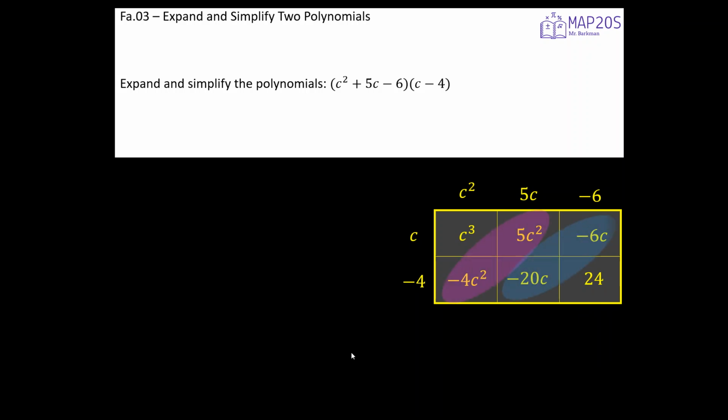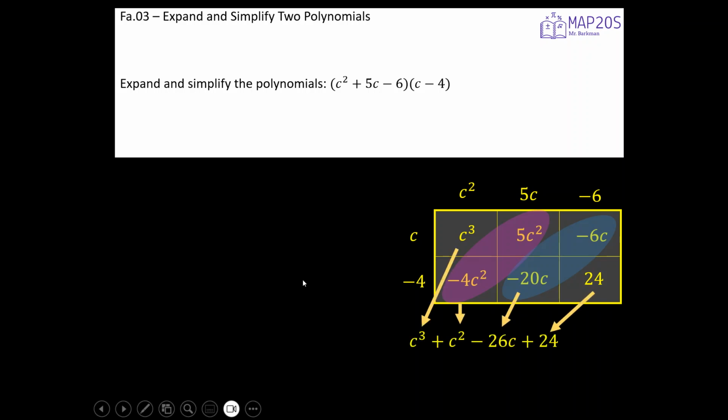And we have 2 sets of like terms. They are these ones right here. So we're going to combine them. C cubed is going to stay by itself because there's only one C cubed. We have 2 C squared terms. It's going to become just 1 C squared. 5 and negative 4 is 1 C squared. Negative 6 and negative 20 is negative 26C. And then the 24, again, as a constant, is all by itself. And so these are going to create our new polynomial. And that's going to become our answer.